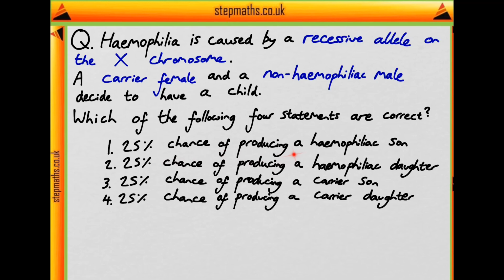1, a 25% chance of producing a haemophiliac son. 2, a 25% chance of producing a haemophiliac daughter. 3, a 25% chance of producing a carrier son. And 4, a 25% chance of producing a carrier daughter. So we'll keep these two statements here at the top, but we'll bring these four statements back at the end.